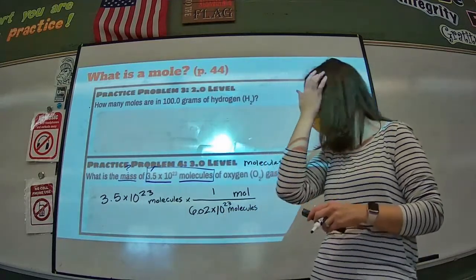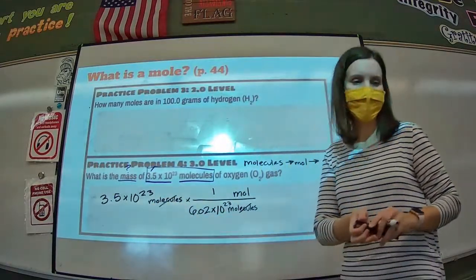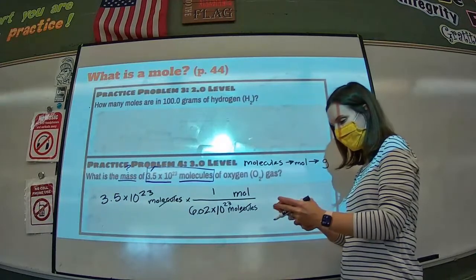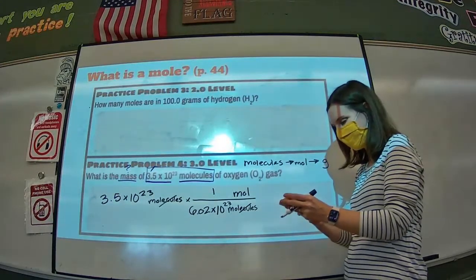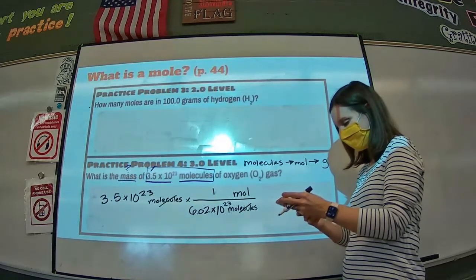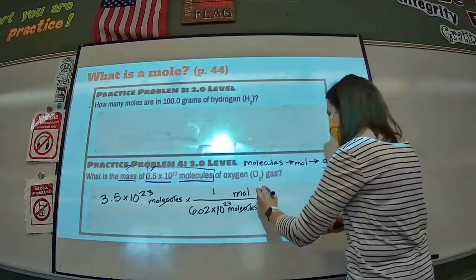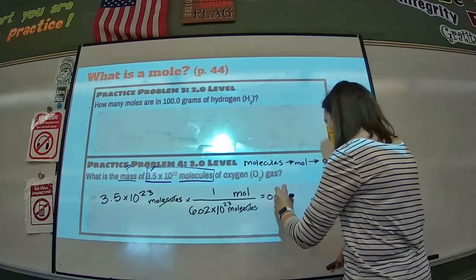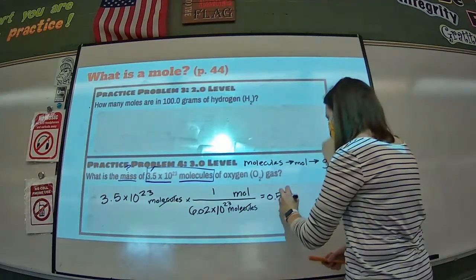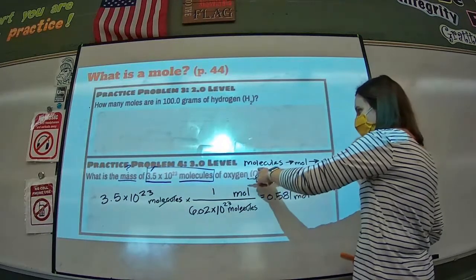And so I set that up next. So molecules will go away. So if I put that in my calculator, because I'm going to do a 2-step, I'm going to do 3.5, second E, 23, divided by 6.02, second E, 23. And what I end up getting is 0.581, and that's moles. So I went from molecules to moles.